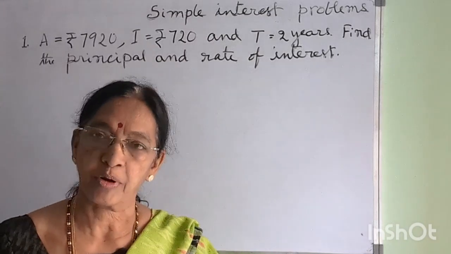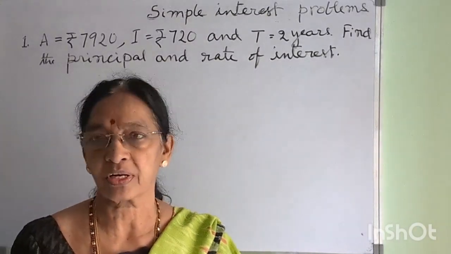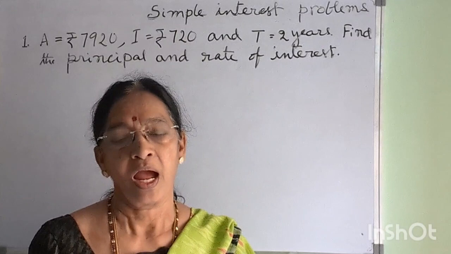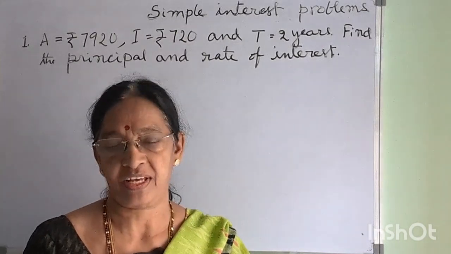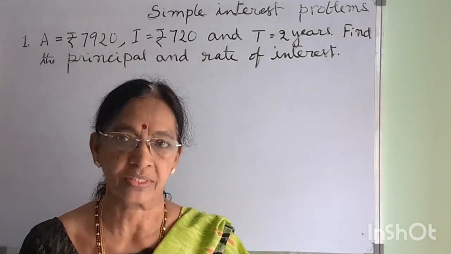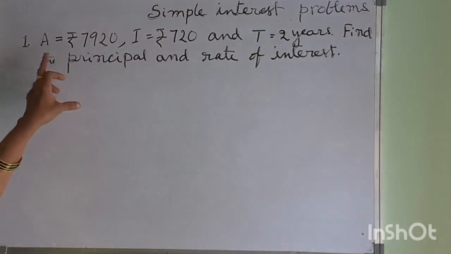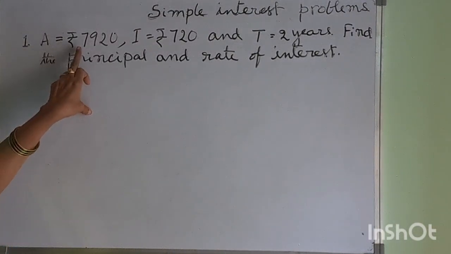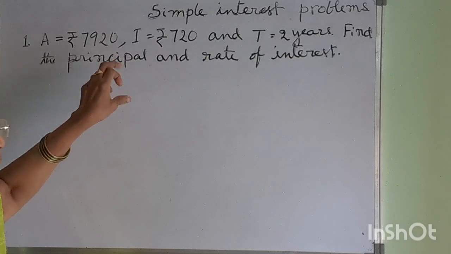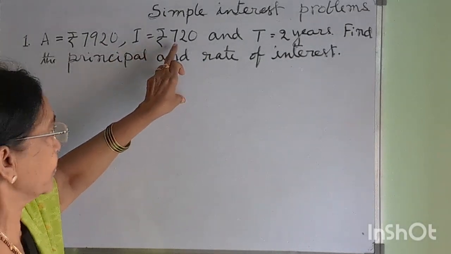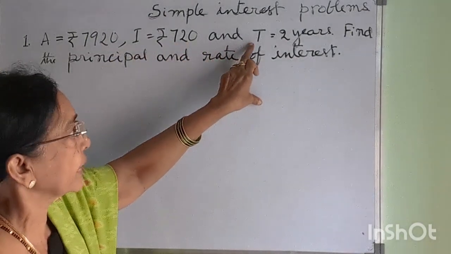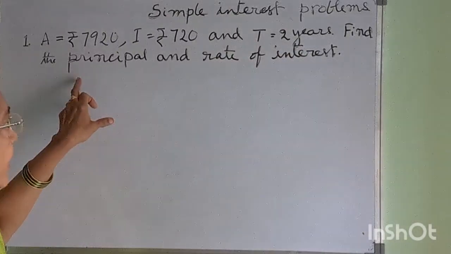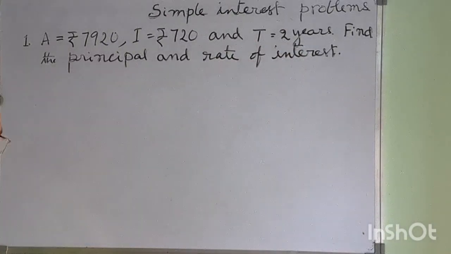Some simple interest problems for those who are preparing for competitive examinations, and also useful for 6th, 7th and 8th class students. The first problem: amount A is equal to rupees 7,920, interest is equal to rupees 720 and time T is equal to 2 years. Find the principal and the rate of interest.